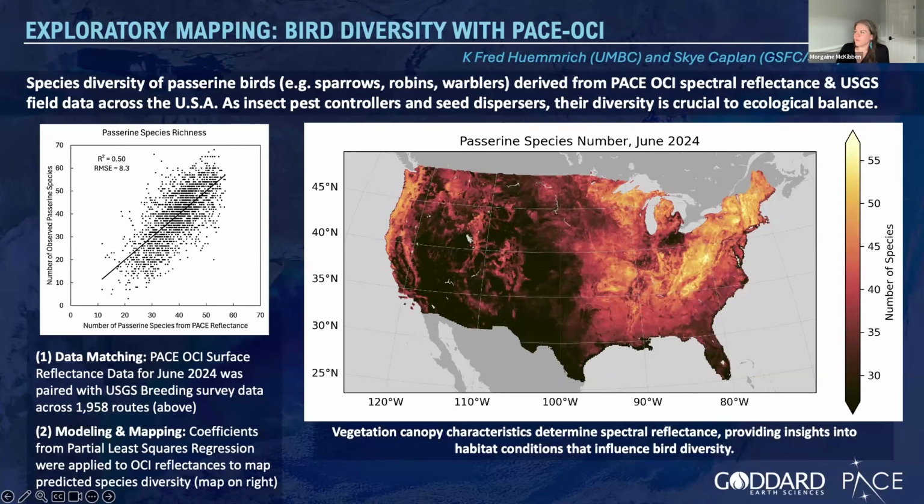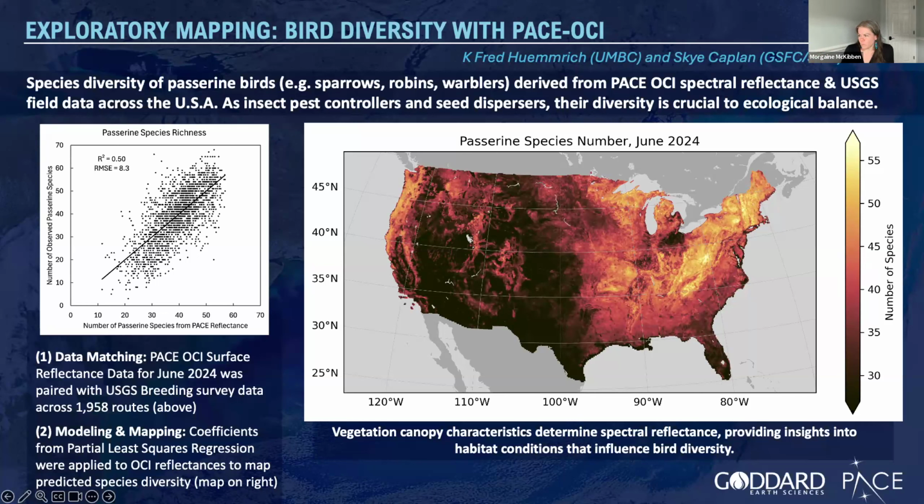Another example that we think is pretty neat has popped up recently with Fred Hemrick. He is at UMBC. Some of you might be familiar with his work. He has probably done more with PACE land data than anybody else. He's on our science and applications team, and he's doing really cool stuff with PACE, him and Skye, who's doing our next talk.